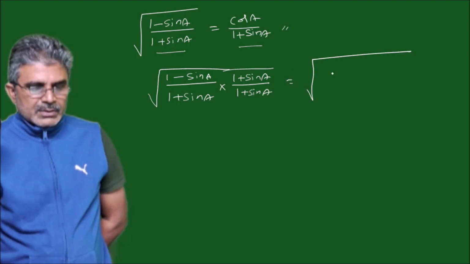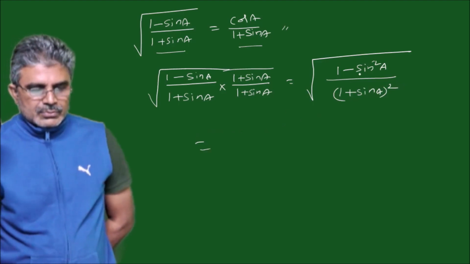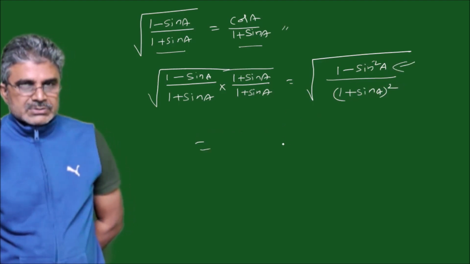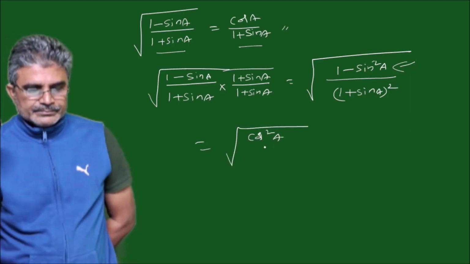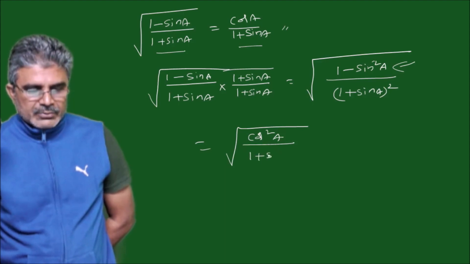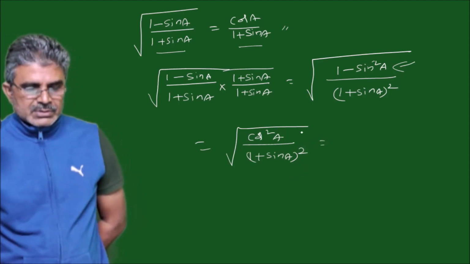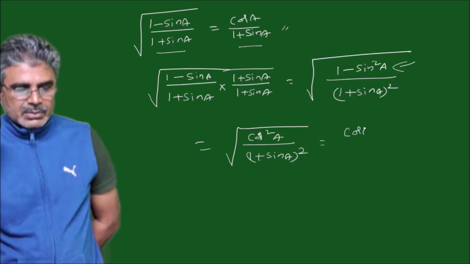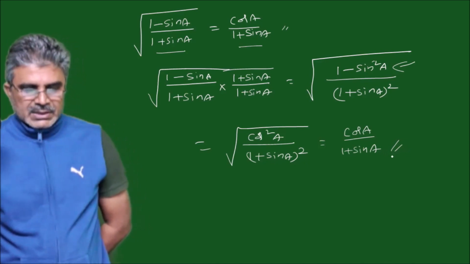So you will have on the top 1 minus sin square A from algebraic expansion, divided by, below you have (1 plus sin A) whole square. So 1 minus sin square A can be written as cos square A using the identity. So you will have cos square A in the numerator and (1 plus sin A) whole square in the denominator, having a square root for the whole. Now take out the square root and squares on both numerator and denominator. You will have cos A divided by (1 plus sin A), hence the RHS.